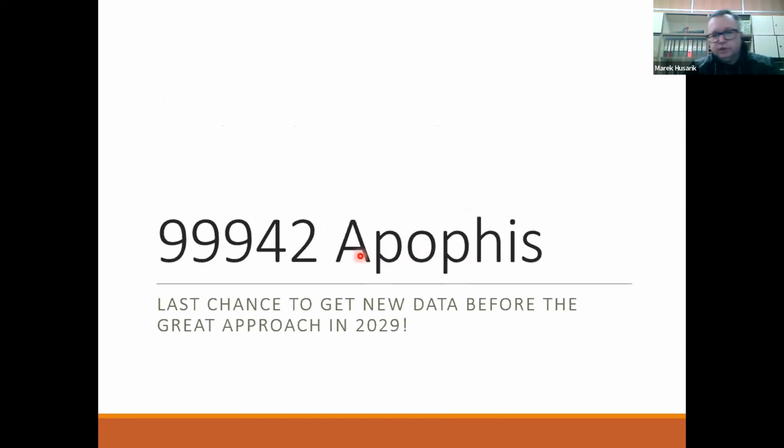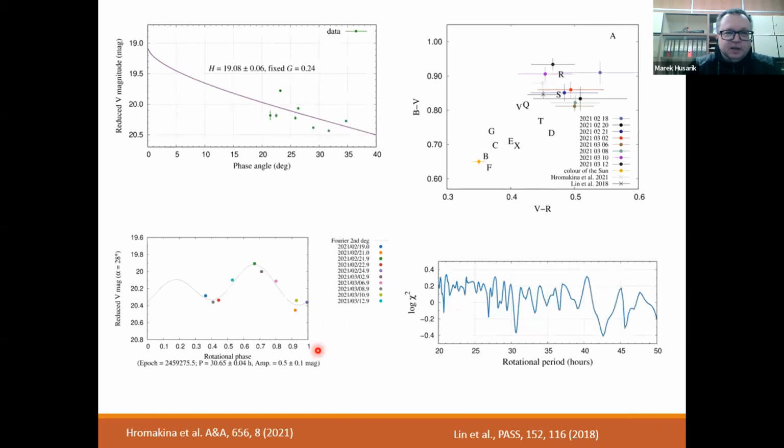So the last one is one of the most popular potentially hazardous asteroids, Apophis. Maybe you know that last year there was a last chance to get any data before the great approach in 2029. Our photometry shows us that the absolute magnitude is very close to the absolute magnitude published in literature.